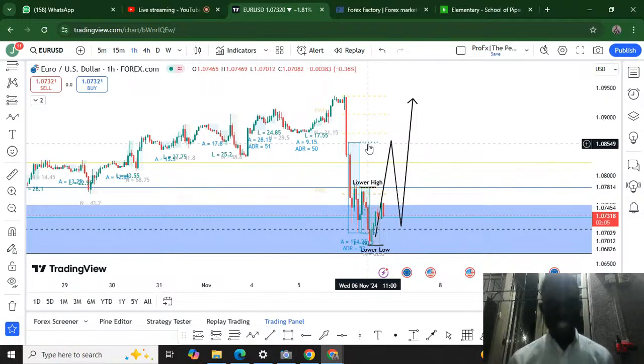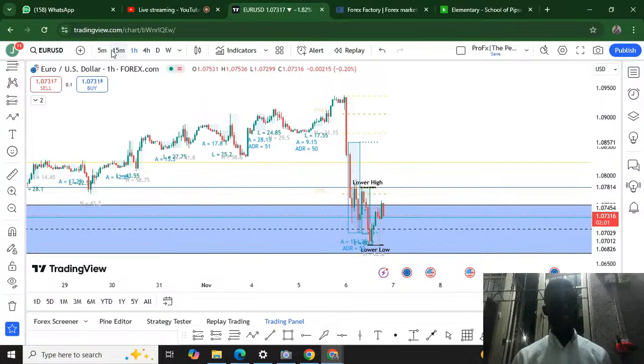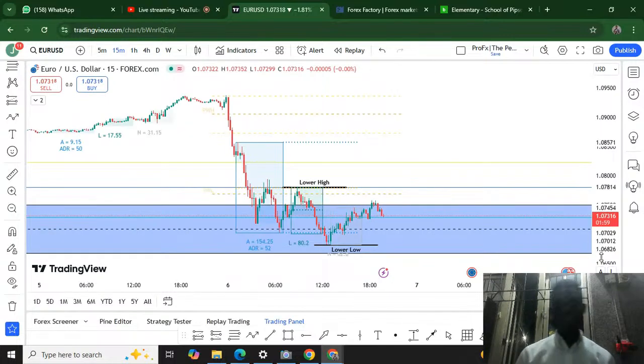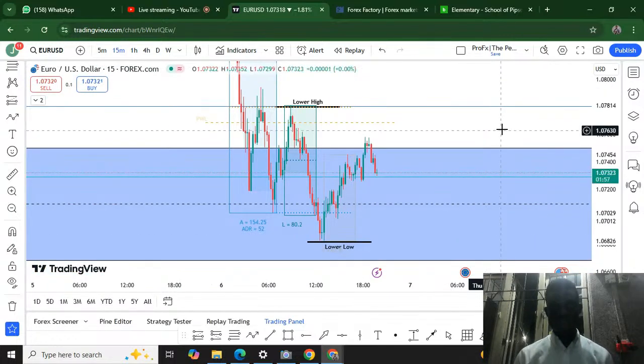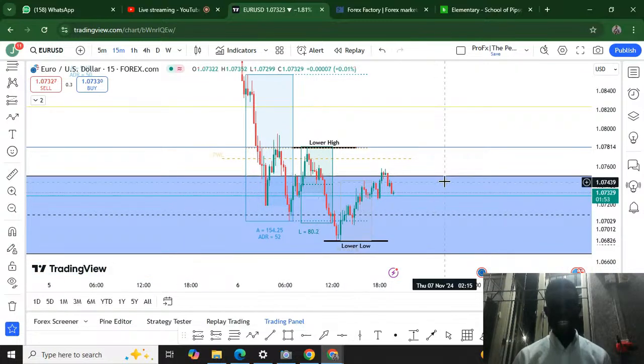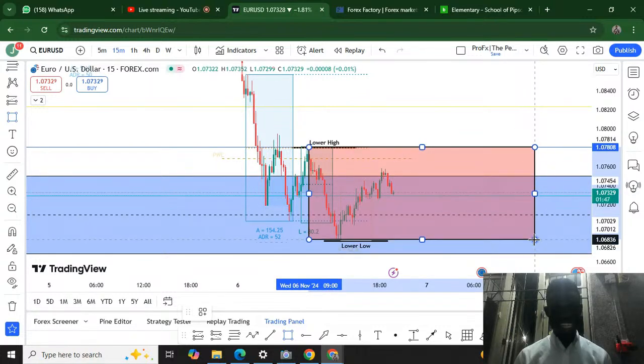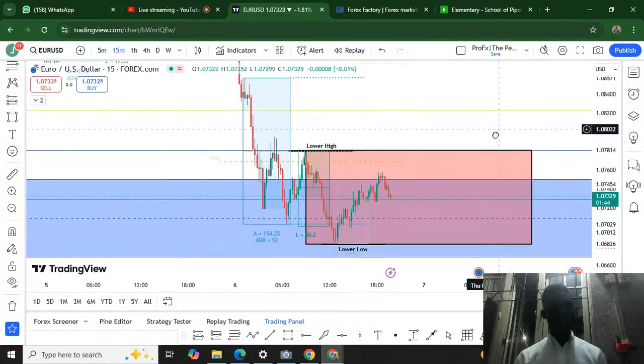So from a 1 hour perspective, 1 hour will make us more patient. But if you say you want to do 15 minutes, you're going to have lots of internal structures. It therefore means that between this lower high and lower low, everything here is internal. Everything inside this lower high and lower low is internal. We need to see a breakout.